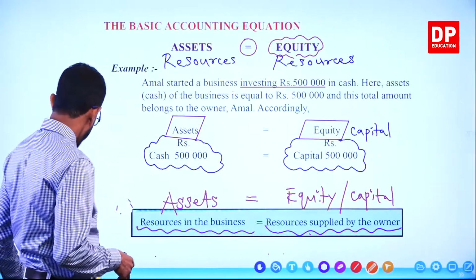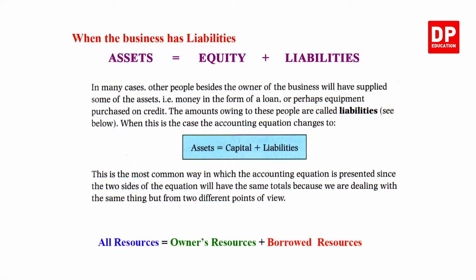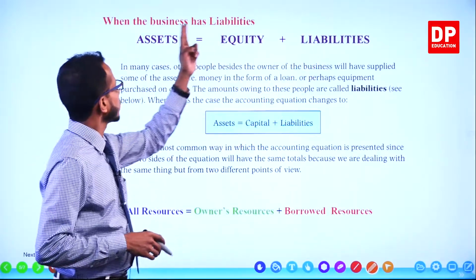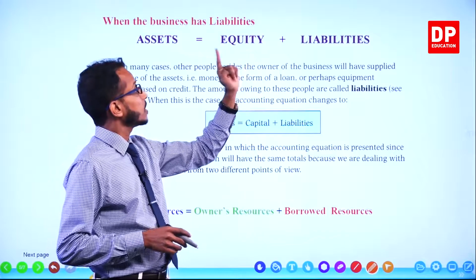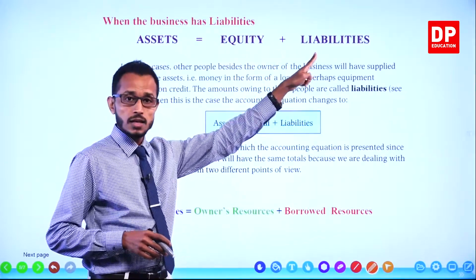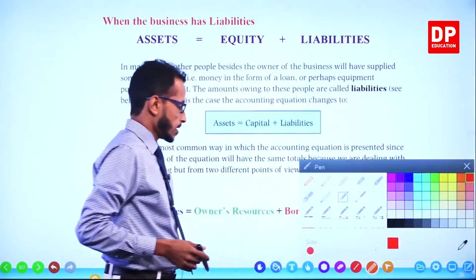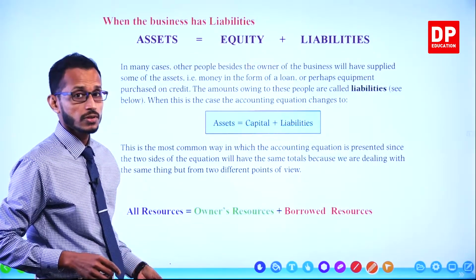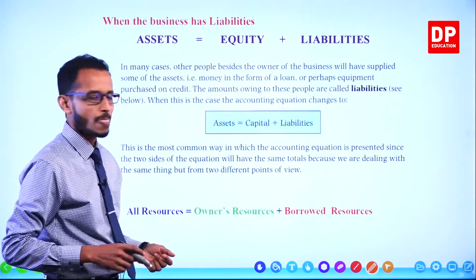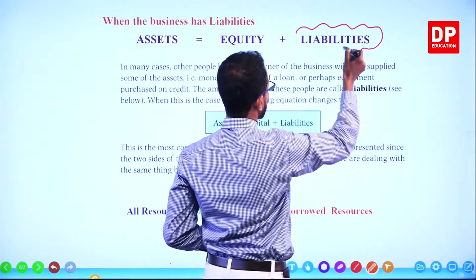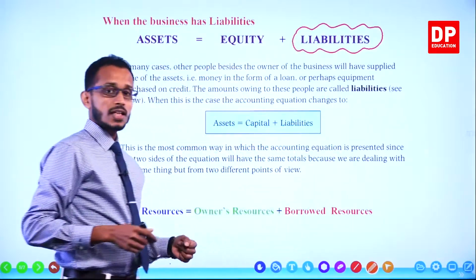Simple. Moving on to equations which are a little more complex than that simple one. Now we have assets equal to equity plus liabilities. Assets equal to equity plus liabilities. Now we are getting the risky stuff. Risky. Okay. What are the risky stuff? These are the risky stuff. Liabilities.